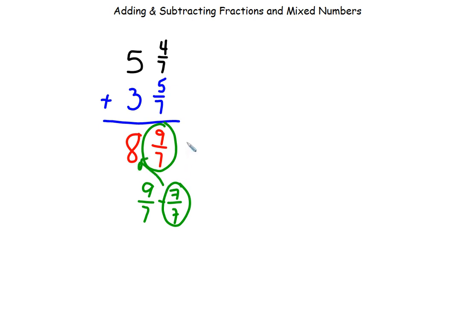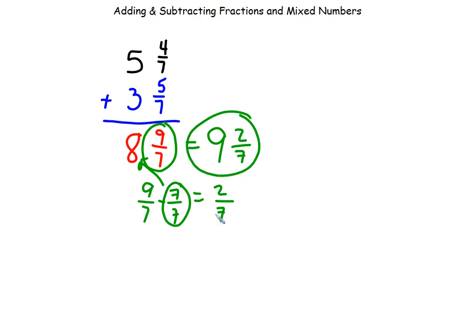So I can start by doing that, and I have 9. And then what's left is the fraction part of the mixed number in my answer. So 9 take away 7 is 2, and our denominator doesn't change, so 2/7. Therefore, 8 and 9/7 in simplest form is 9 and 2/7. Alright, so that was how to add and subtract fractions and mixed numbers.